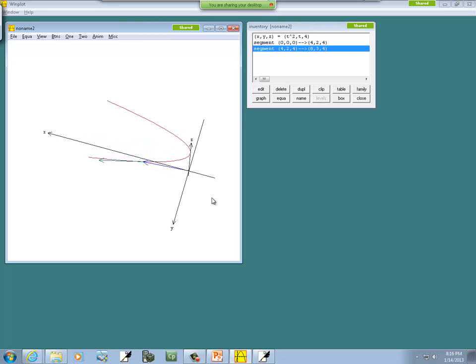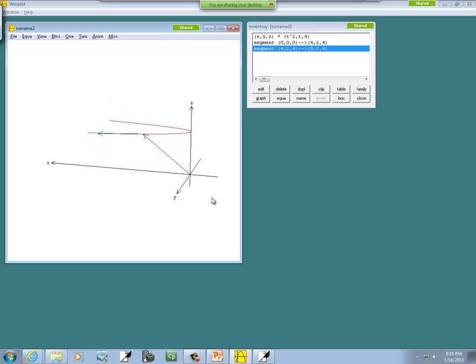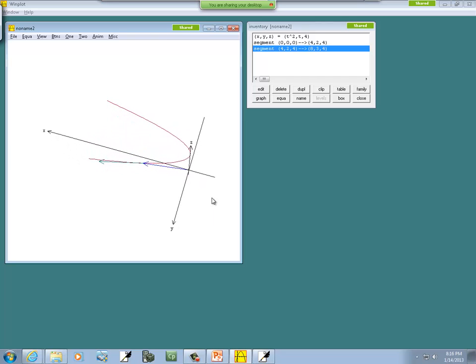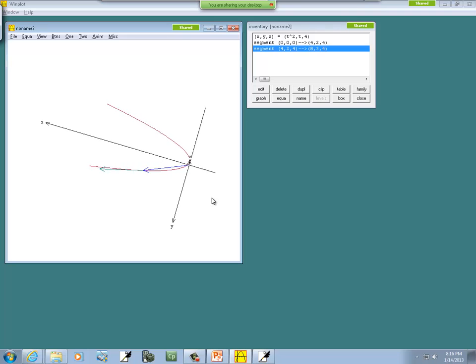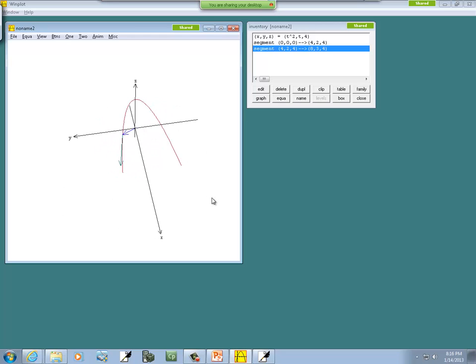And now if I rotate that, you can see at that particular point where the vector went that we got a tangent. So maybe I can get this graph to look right. There we go. You can see we got a tangent to that point. So same idea.